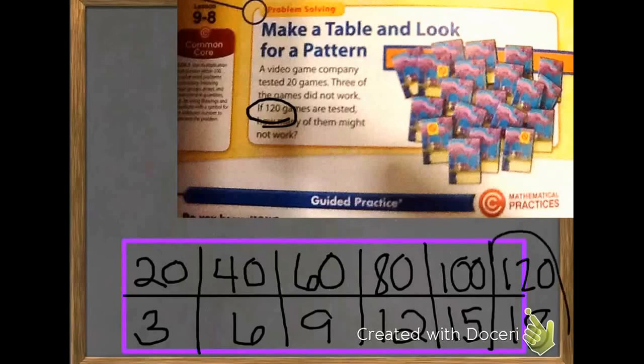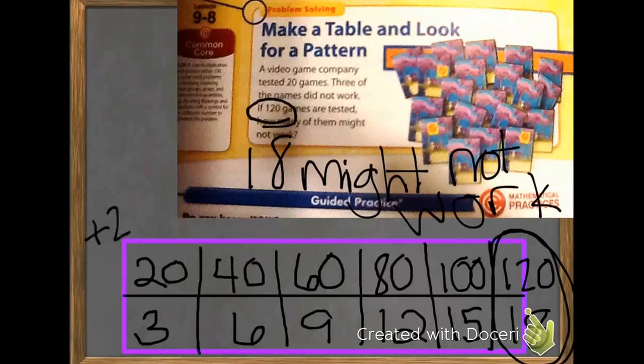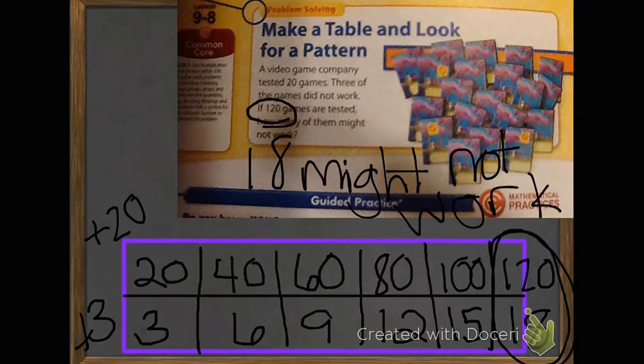So our guess, using our pattern, using our table, is that if they test 120 games, 18 of them might not work. Because on this part of the table we added plus 20 each time, and on this part of the table we added plus 3.